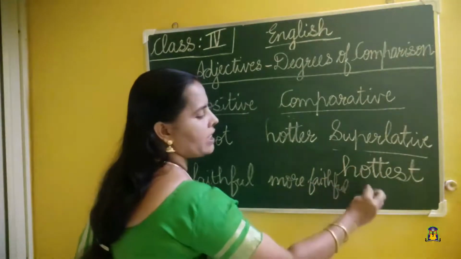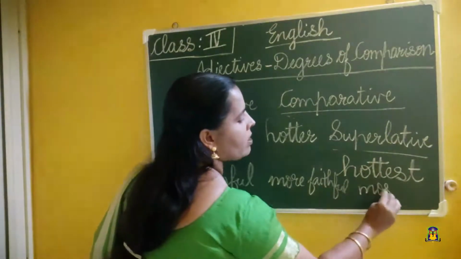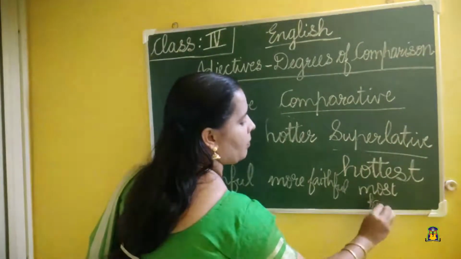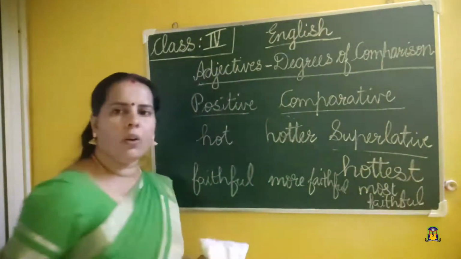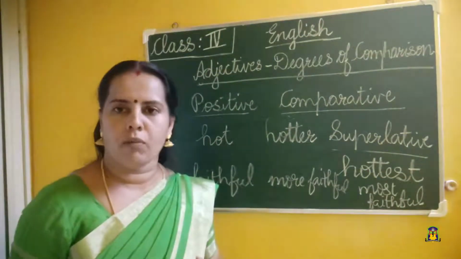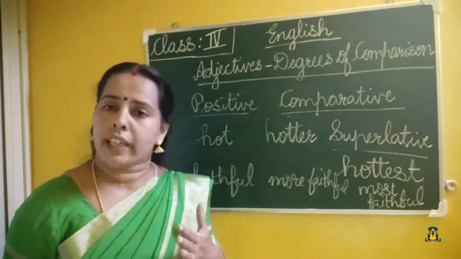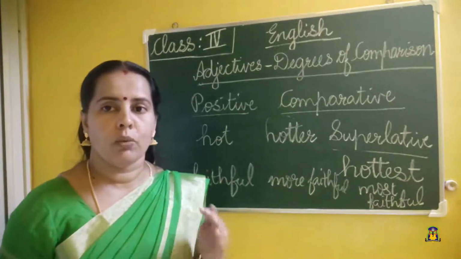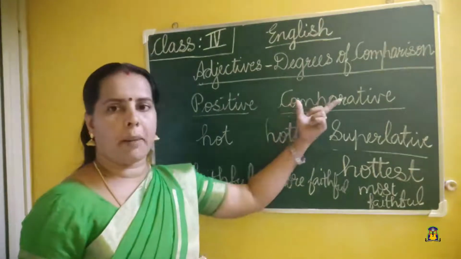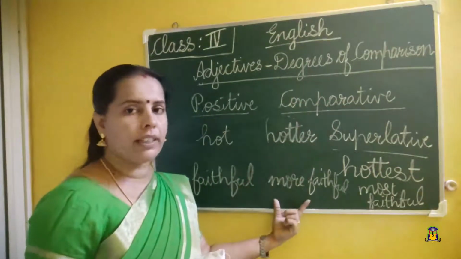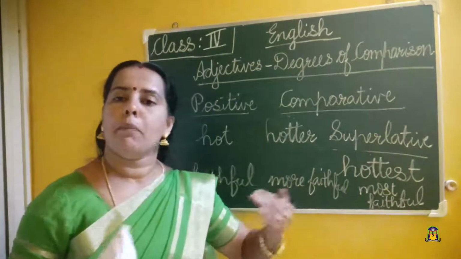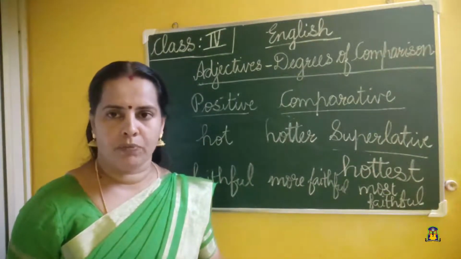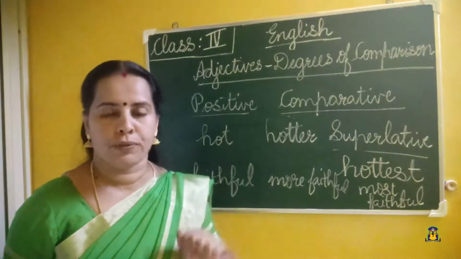And in the superlative we will add most faithful. Okay. So, for some adjectives, we cannot add er or est. We should add more for comparative degree before the adjective and most for superlative degree before the adjective. Okay, that is the fifth rule.